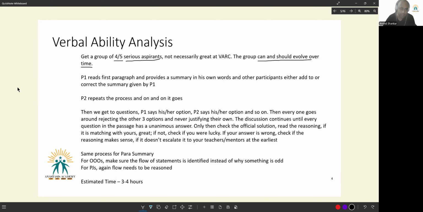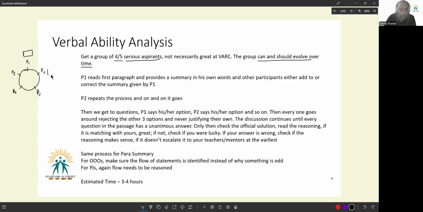How the process happens is, let's say there are 5 people here. You sit in a Zoom meeting, you sit in a physical meeting space, wherever you are. Let's say this is person 1, person 2, person 3, person 4, person 5. Person 1 reads out the first paragraph and then provides a summary in his or her own words, whatever they've understood of the passage. The other 4 people are to critically analyze it and either add to or correct the summary provided by P1.